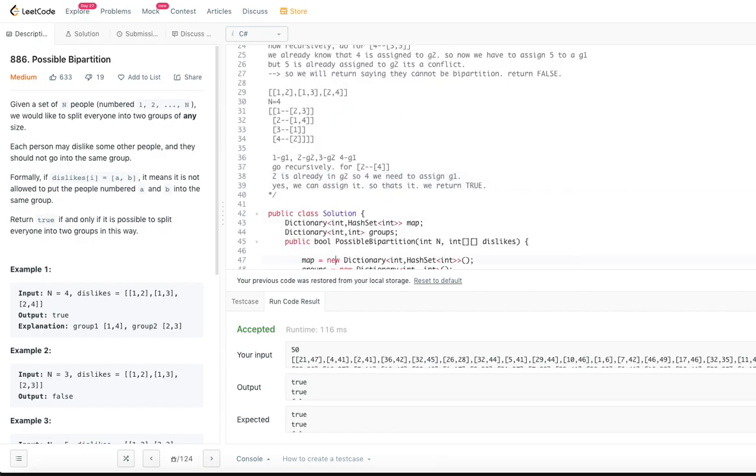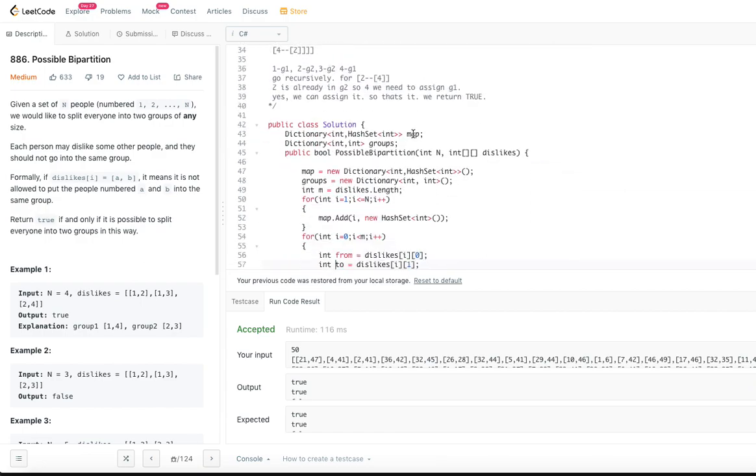Okay, so now I have a map where each person could dislike n number of persons, right? So that's why I have a map, and this is groups, for which person which group is assigned. Okay, so I have group 1 and group 2, right? Good. So map and group are initialized, and get the length of the dislikes as m.